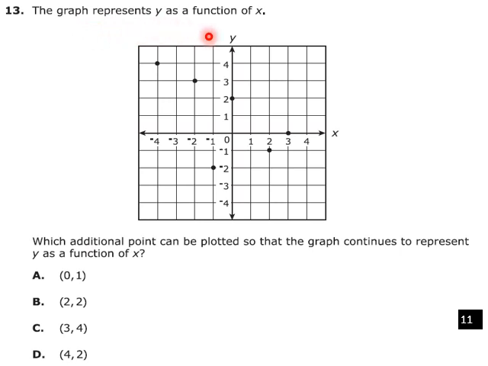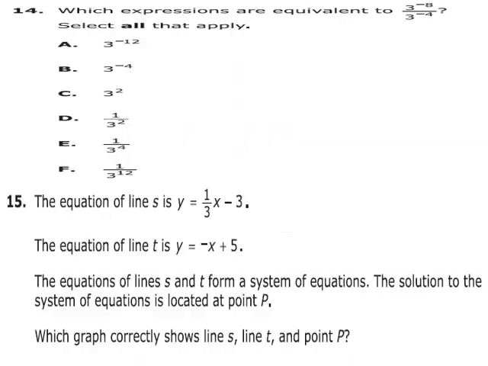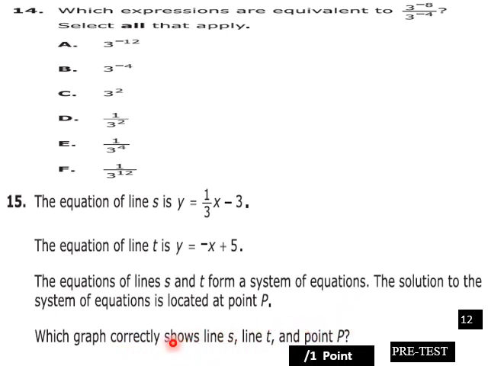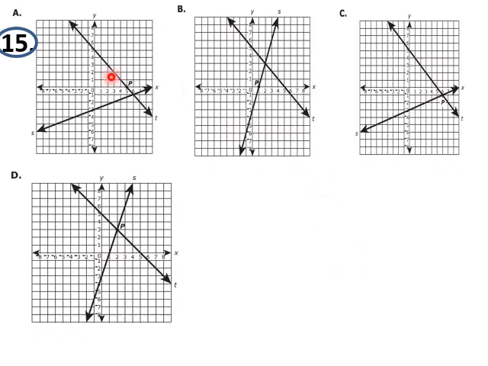Then number 13: the graph represents y as a function of x. Then it has a question: which additional point? That's 1 point for page 11. Page 12 asks which expressions. Number 15 gives an equation of a line, and asks which graph represents it, so we have to go to the next page to find it. And here are your graphs for 15. There must be just one correct graph here.